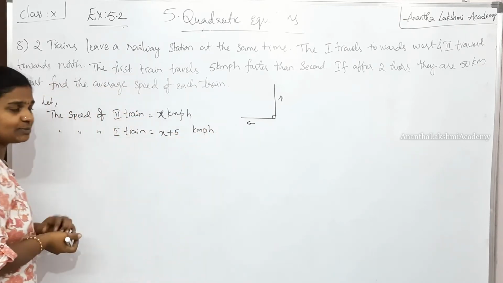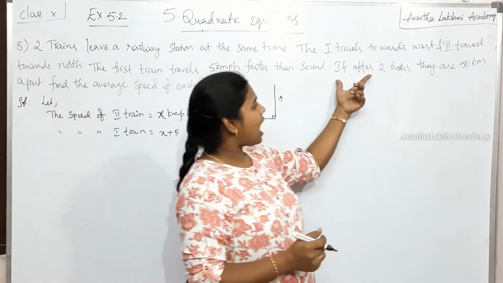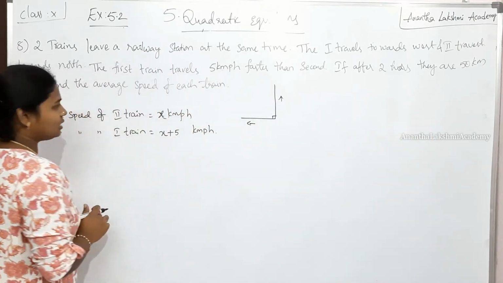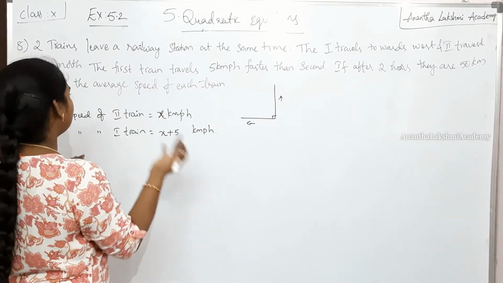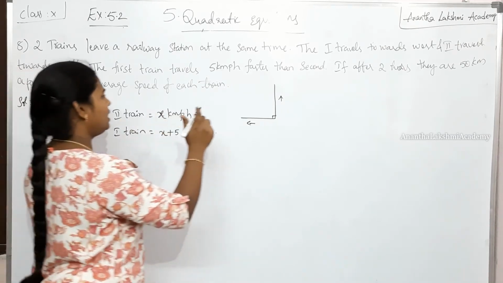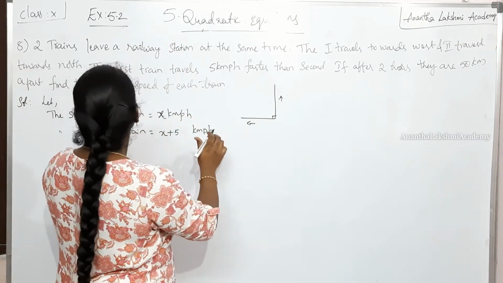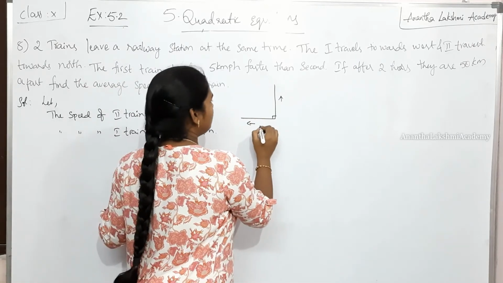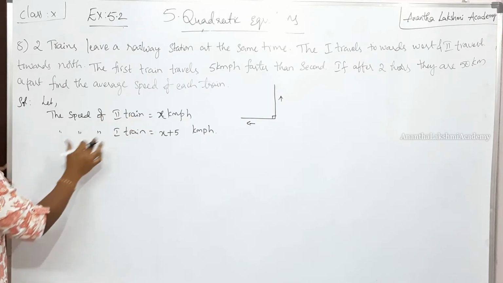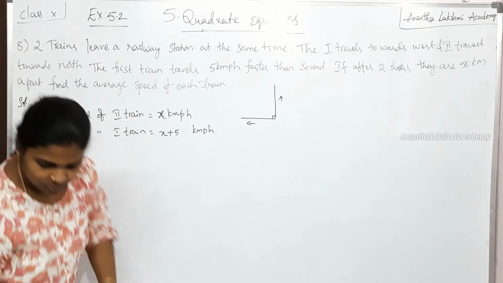Now that we have the speeds, what is said? After 2 hours they are 50 kilometers apart. So after 2 hours, let me write it down. This is the speed of the second train, no? Just a minute.